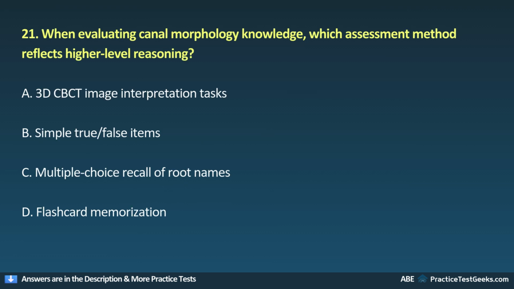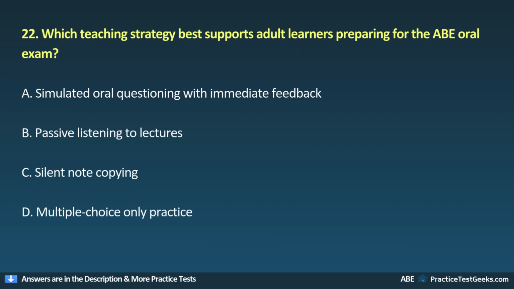21. When evaluating canal morphology knowledge, which assessment method reflects higher-level reasoning? A. 3D CBCT image interpretation tasks. B. Simple true-false items. C. Multiple-choice recall of root names. D. Flashcard memorization.